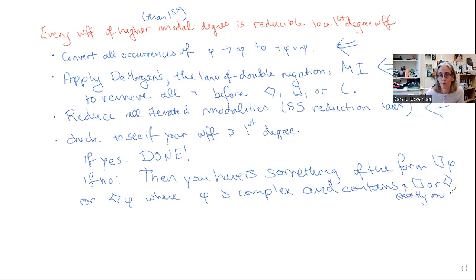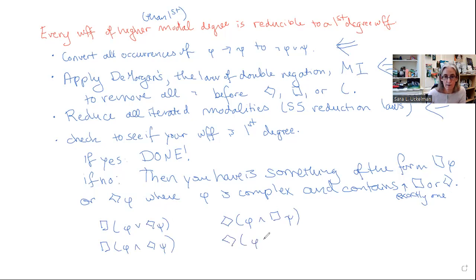one box or diamond. This means that we have something of the form necessarily phi or possibly psi, necessarily phi and possibly psi, possibly phi and necessarily psi, or possibly phi and, sorry, this was supposed to be a box. They were supposed to be different. So there we go. These are the only possibilities that we have left.